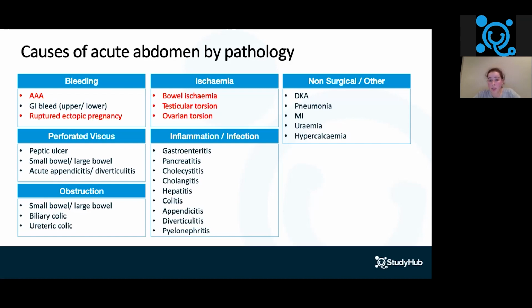In terms of inflammation and infection, basically any organ inside the abdomen can become infected or inflamed. And it's also really important to not forget the non-surgical causes of abdominal pain, of which there are many, but important ones are DKA, pneumonia, and in anyone with epigastric pain, it's really important to exclude an MI.